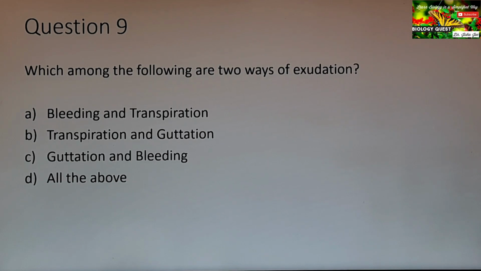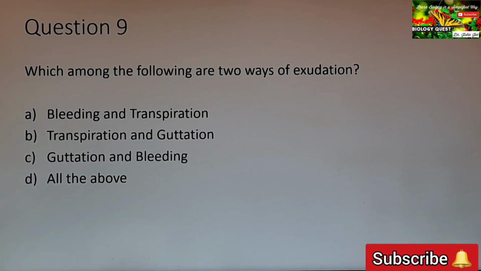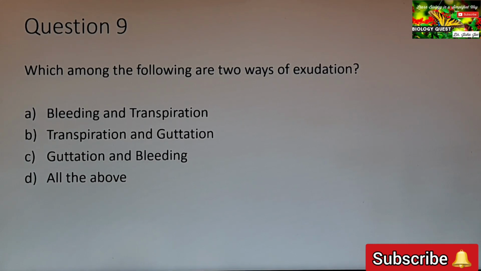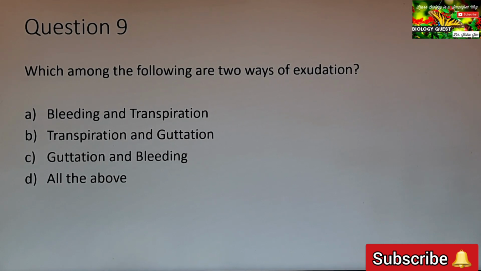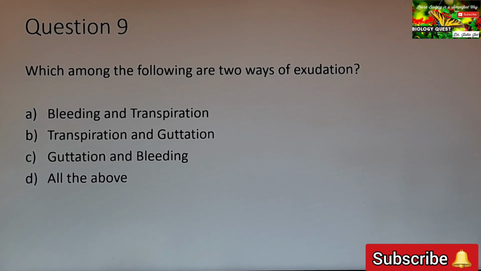Now second option, transpiration and guttation. Here, as we saw earlier, transpiration cannot be considered as a way of exudation, whereas guttation can be regarded as one of the ways of exudation, because during guttation water along with the dissolved minerals comes out in liquid form as water droplets through the hydathodes. Option C, guttation and bleeding. Yes, that is the correct option. Guttation and bleeding are the two ways of exudation. Option D, all the above, is wrong. So the correct option, once again, which among the following are the two ways of exudation? Option C, guttation and bleeding.